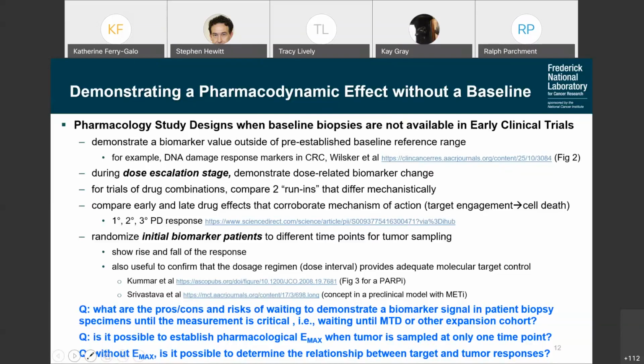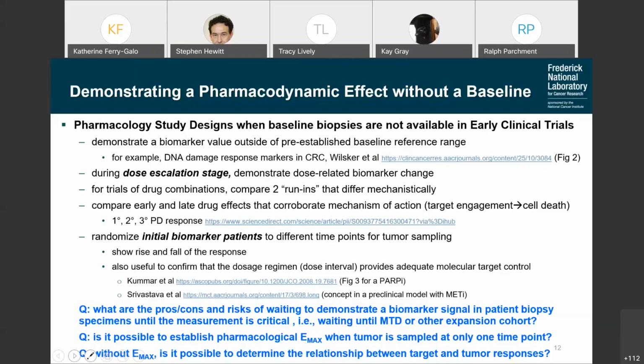So at the bottom, we have some important questions to consider when thinking about pharmacodynamic studies and incorporating their designs into your early clinical trials. Especially, what are the pros and cons of the risk of waiting to use a fit-for-purpose validated assay until it's critical? So, for example, waiting to measure the drug response until MTD or the expansion cohort is underway, versus using dose escalation to establish that the timing of the on-treatment biopsy provides evidence of drug response, that there's actually a measured response. And so you know that you're on the right time point when you go into your critical cohort of patients.